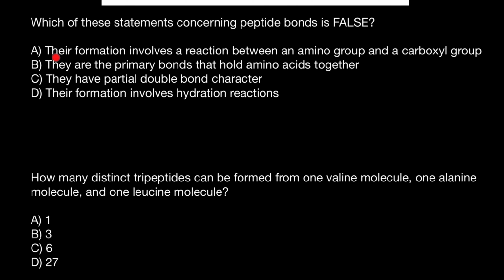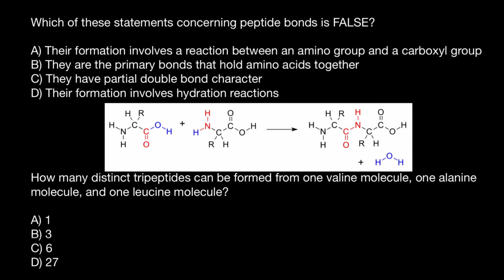So variant A, the formation involves a reaction between amino group and carboxyl group. Take a look at this picture, and we see here amino group and carboxyl group. So this is the true answer, the correct answer. Now let's check the second variant.